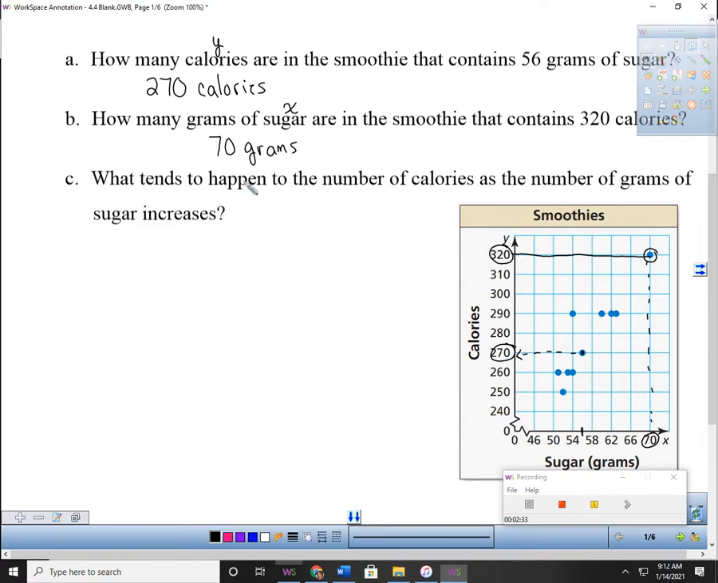All right. What tends to happen to the number of calories as the number of grams of sugar increases? So they're asking me what's happening with the calories, right? So as my sugar grams increase, what's going on with my calories? They're getting bigger, right? So we can say they increase or they get bigger. The calories increase. So in other words, if I have this many grams of sugar, I'm here, right? But if I have more grams of sugar, I'm a little bit higher. And more grams of sugar, I'm a little bit higher. And more grams of sugar, my calories just keep going up, right? Which kind of makes sense. True?